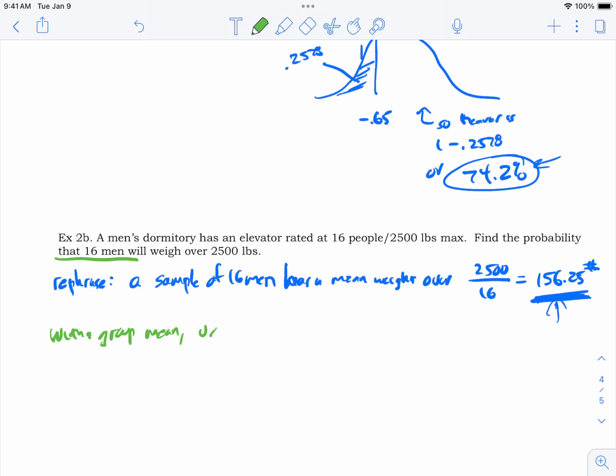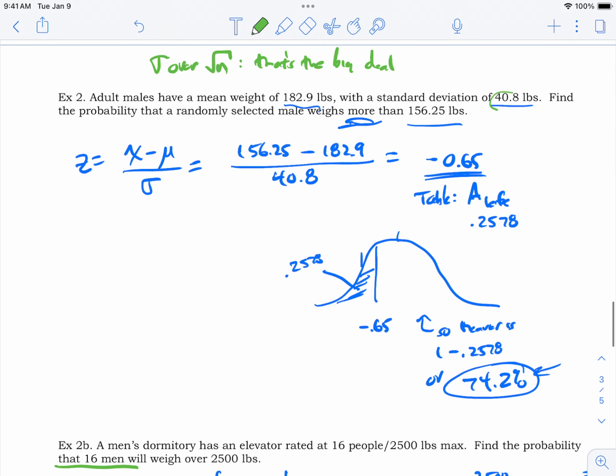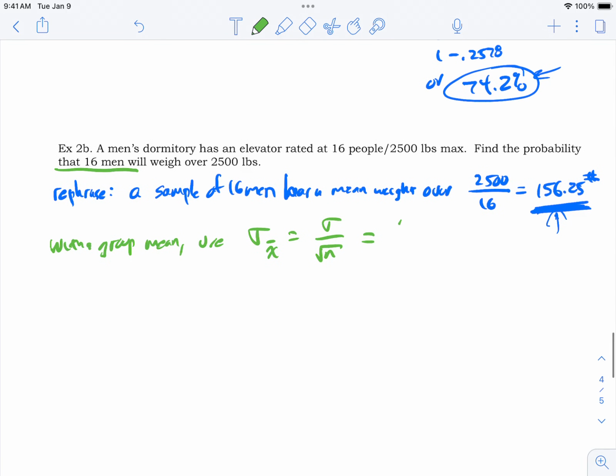you have to use, when you're calculating z-scores and stuff, you have to use this standard deviation. You have to use the standard deviation divided by the square root of the sample size. So that would be, use the sigma. What was the sigma? The sigma was 40.8. Okay, use that, but it has to be divided by the square root of your sample size, which will be 16. And when you do that, you get 10.2.